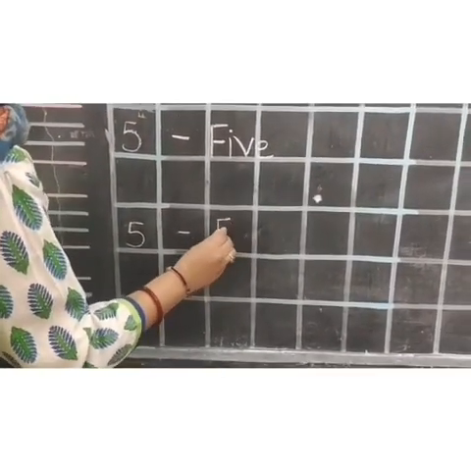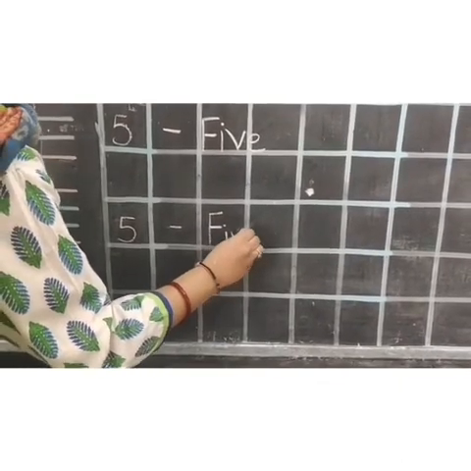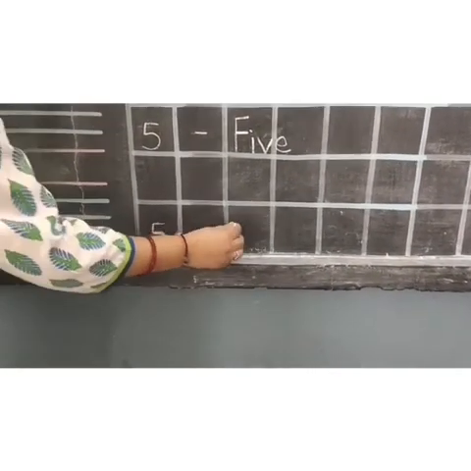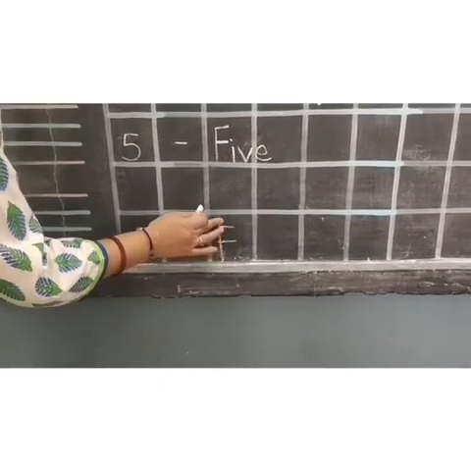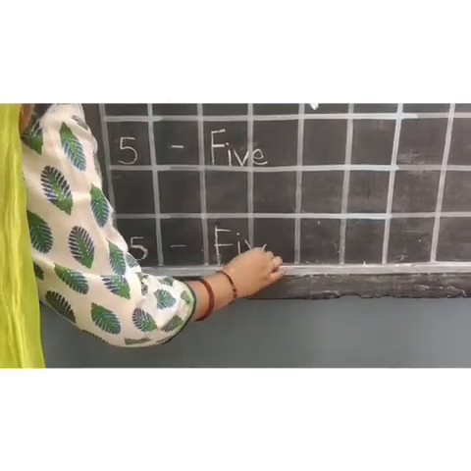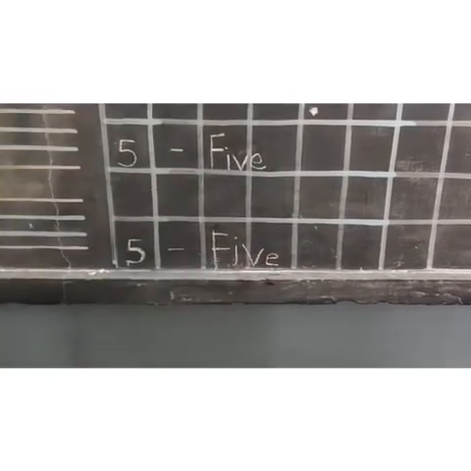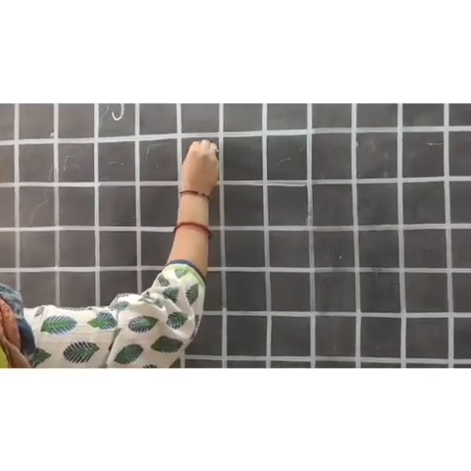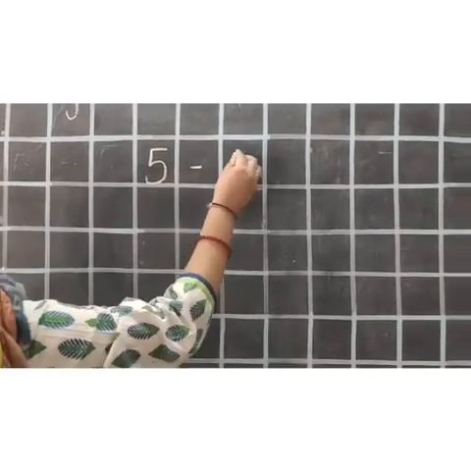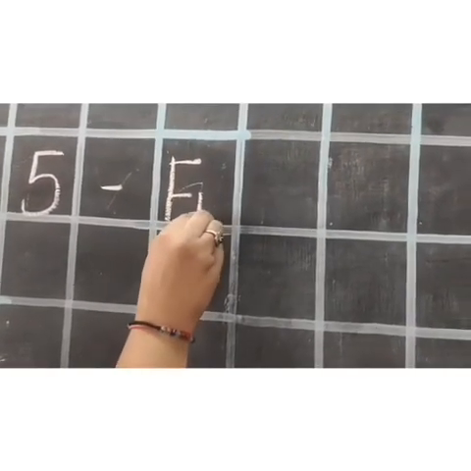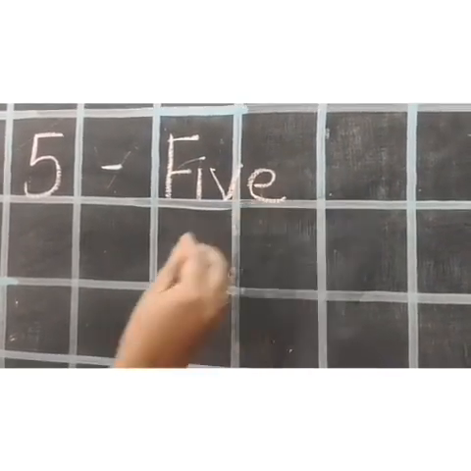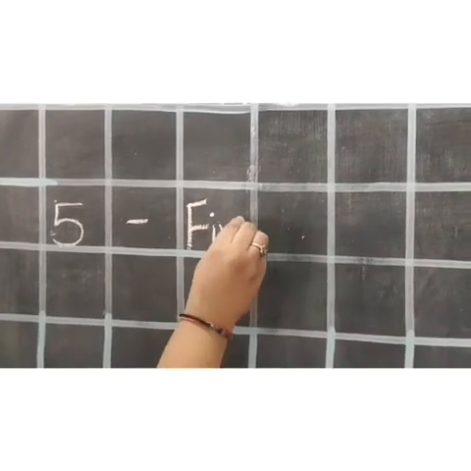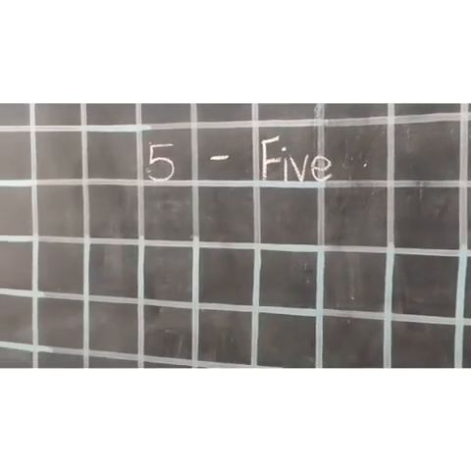Even box, 5. F I V E. 5. Even box, write again 5. F I V E. 5. And leave some boxes. 1, 2, 3, 4, and then again write 5 dash F I V E. 5. Leave one box. Again, write F I V E. 5. Like this you will write, children.